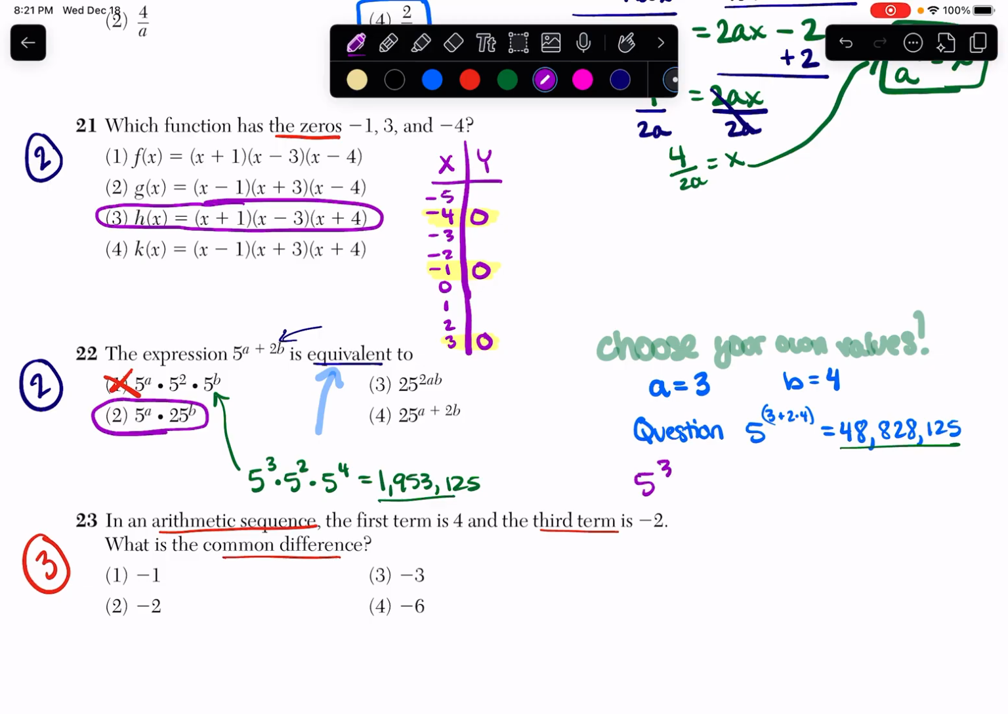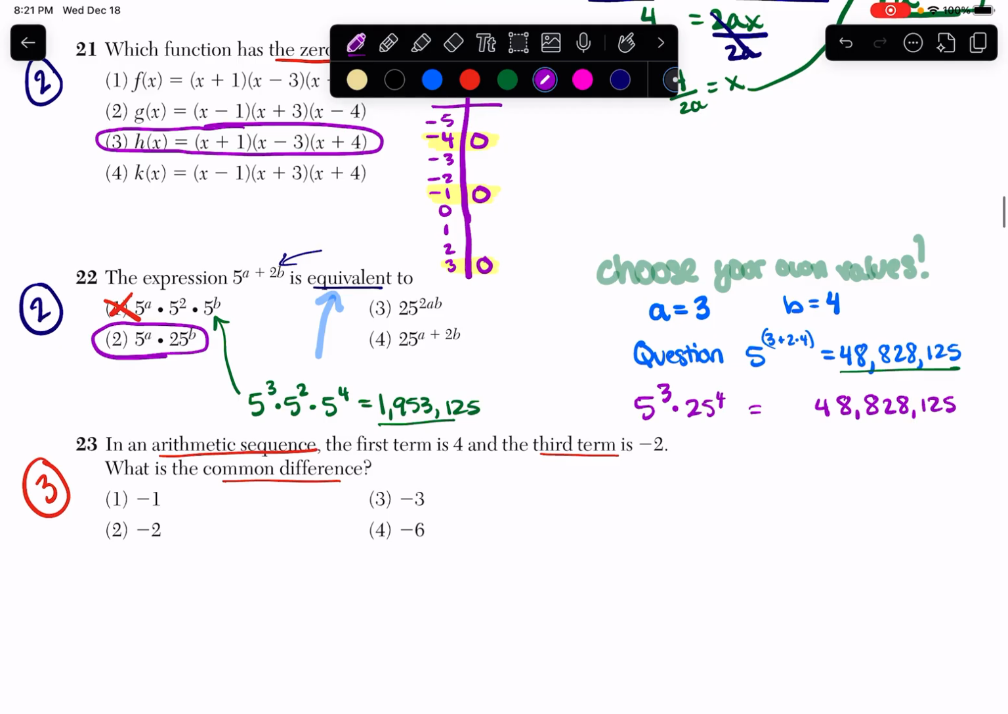So if I do 5 to the 3rd times 25 to the 4th, I get this same exact number, 48,828,125. So again, this uses exponent laws, which we will learn in the spring. They are very fun, but don't be scared of what you don't know. You know equivalent. Choose your own values for A and B. See if you can make something match. If you get a match, you've got a match. You're in business.